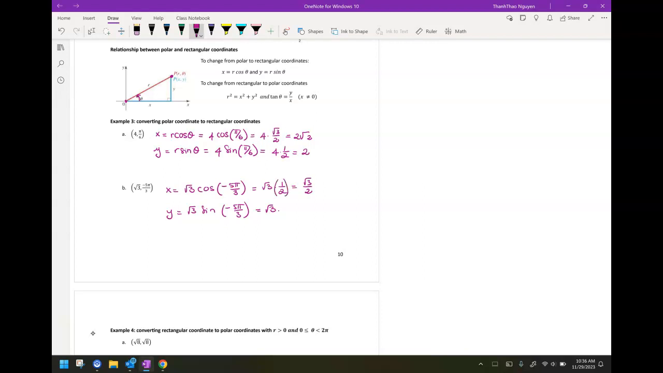So sine of negative 5 pi over 3, that is in quadrant 2. So this here has to be a negative 1/2. Make negative root 3 over 2. And here we have root 3 over 2. That is 3 over 2. Okay, so that is quadrant 2.